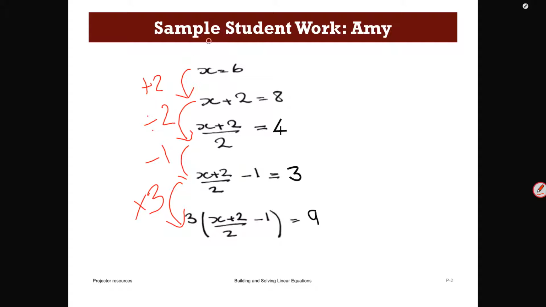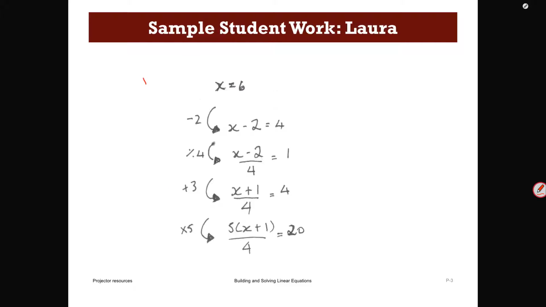Alright, so now we're going to take a look at Laura's work. Okay, so this is what Laura did. She started with x equals 6, and she actually showed you her steps, exactly what she did. That's what those arrows were. So first she subtracted 2 from both sides.